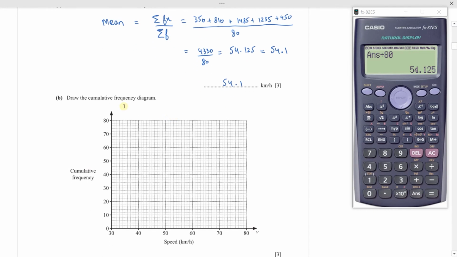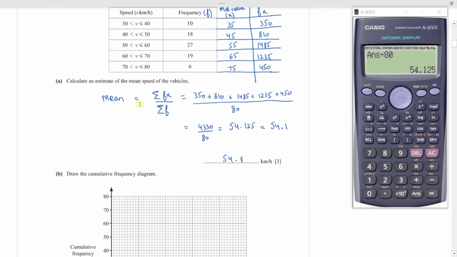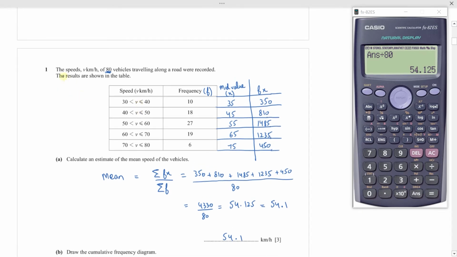The next part is draw the cumulative frequency diagram. So for this, I will need another column here, for cumulative frequency. So cumulative frequency is basically the sum of all frequencies up till that point. So here this is 10, then 18 plus 10 is 28, 28 plus 27 is 55, 55 plus 19 is 74, 74 plus 6 is 80.